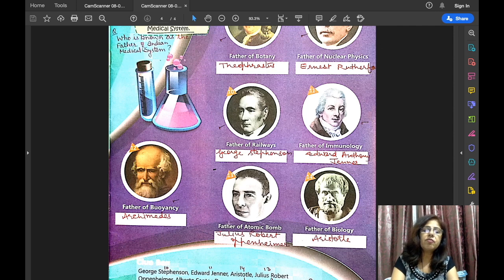Next is the picture of father of atomic bomb, and the name of father of atomic bomb is Julius Robert Oppenheimer. Last one is the father of biology, and the name is Aristotle. Aristotle was the father of biology.